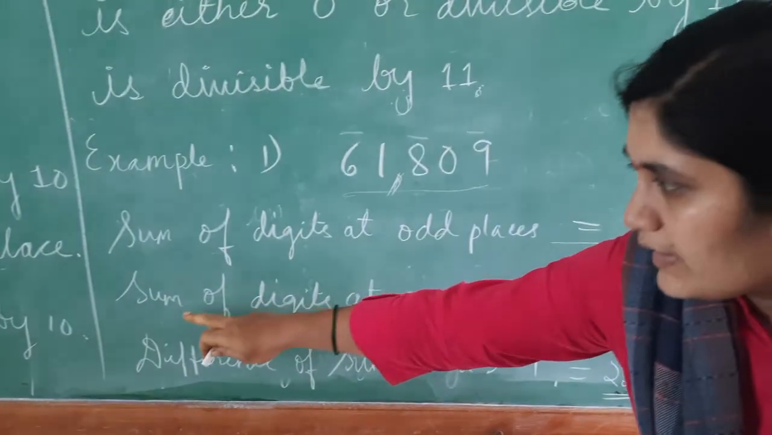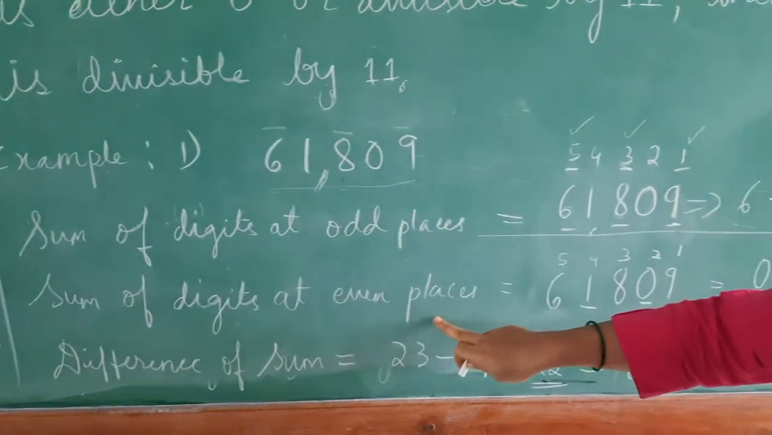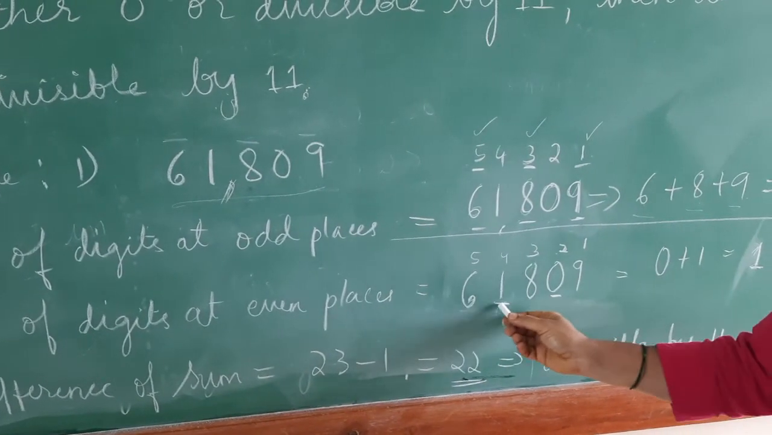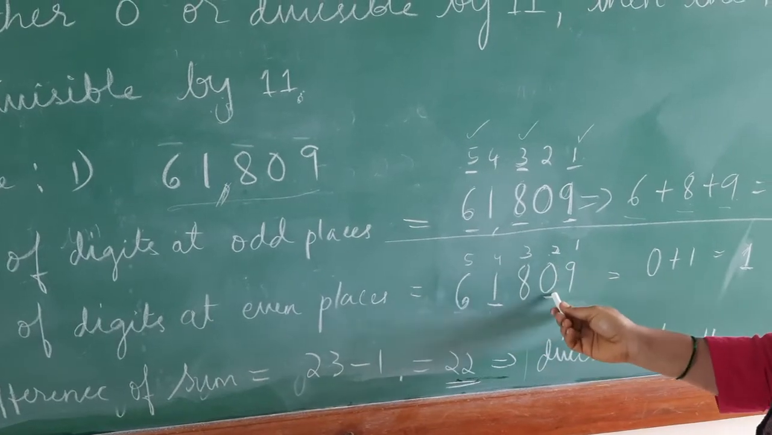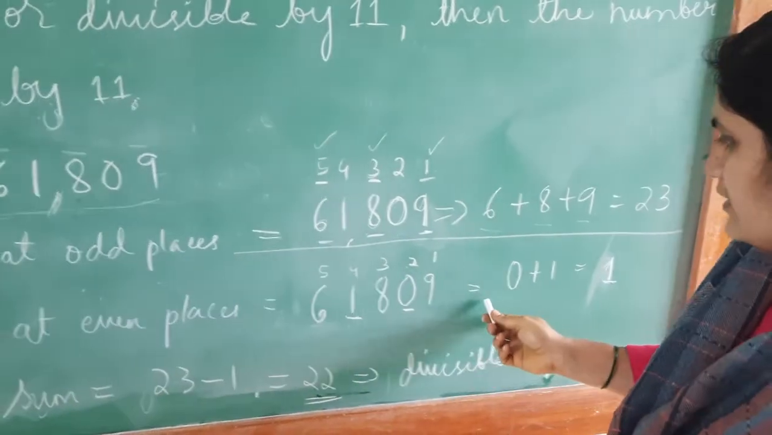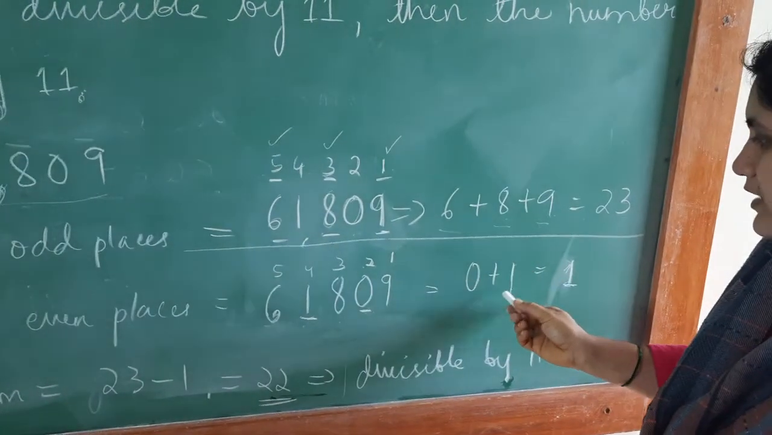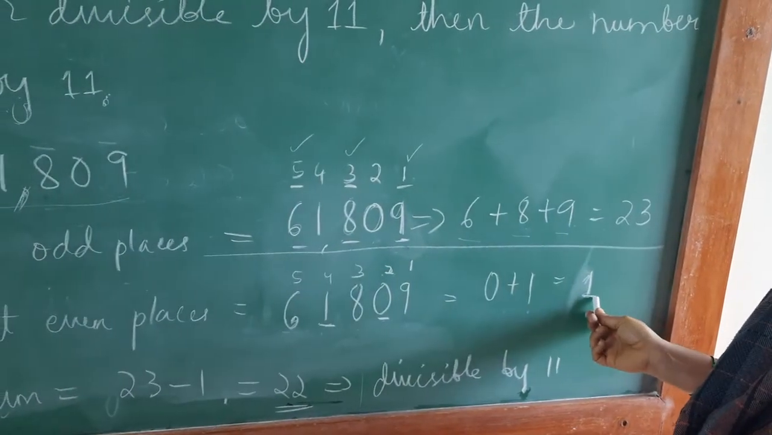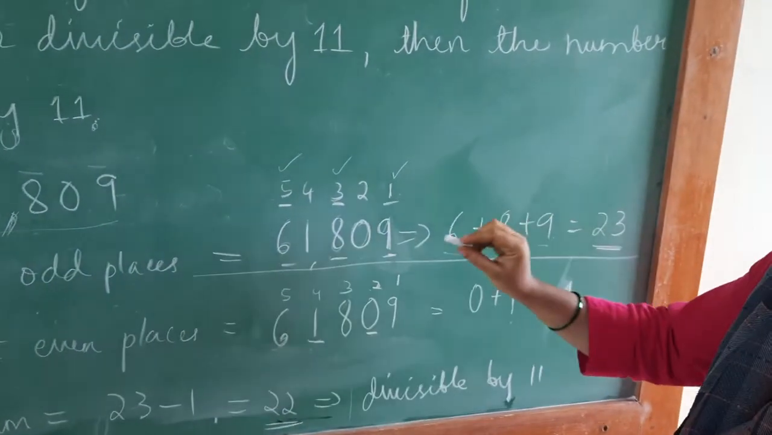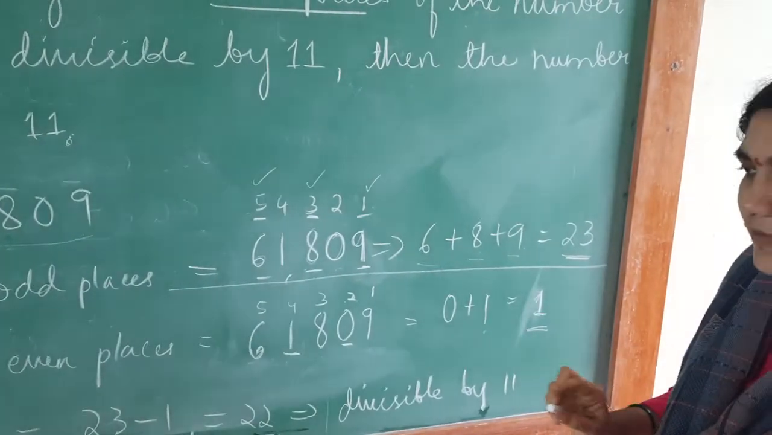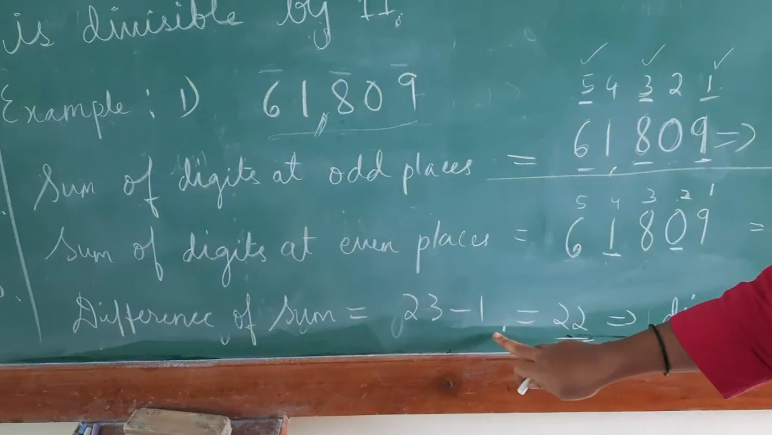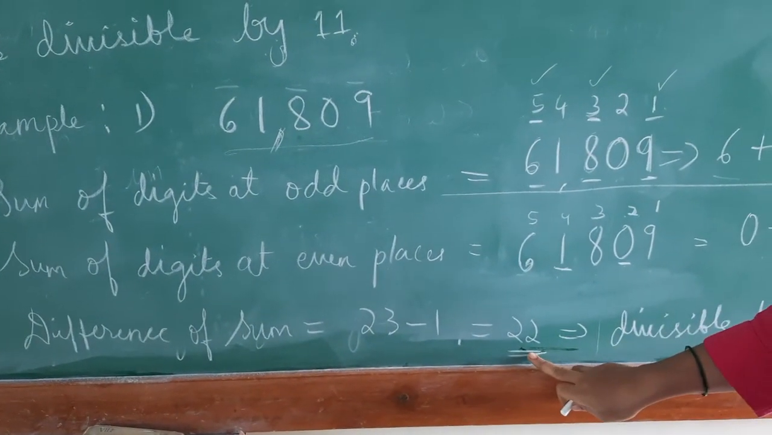Now, let us solve the next part, that is the sum of digits at even places. Consider the same number and check the digits at even places, that is the second place and fourth place, that is tens place and thousands place, that is 0 and 1. If you add 0 and 1, you will get 1 as the sum. Now, both the sums are here. This is the sum at the odd places and this is the sum at the even places. Now, take the difference of the sums, that is 23 minus 1, which is equal to 22.